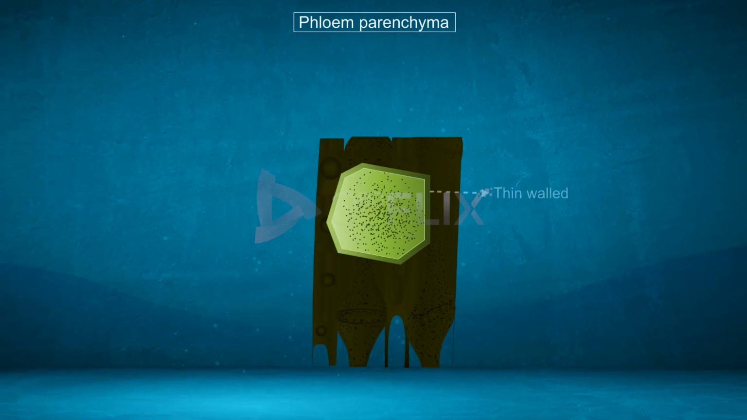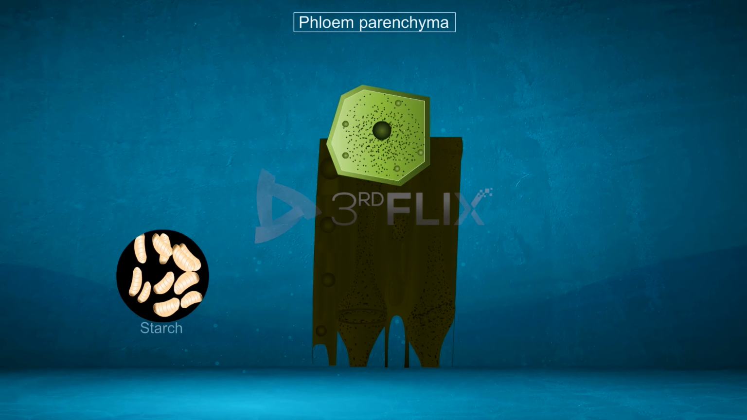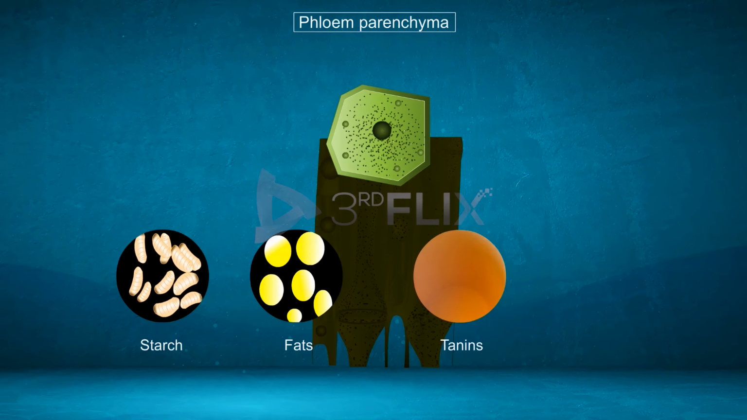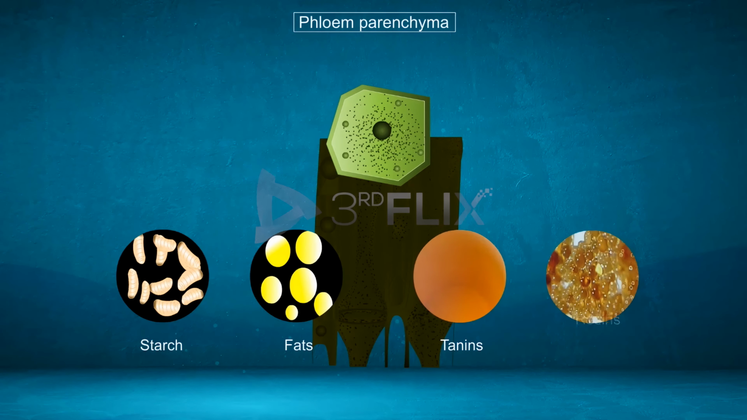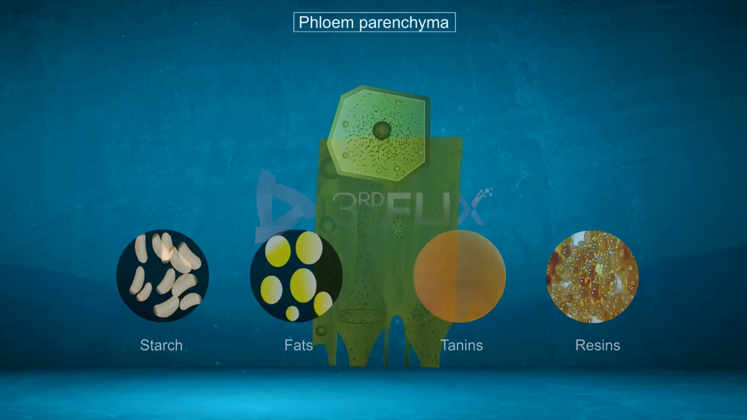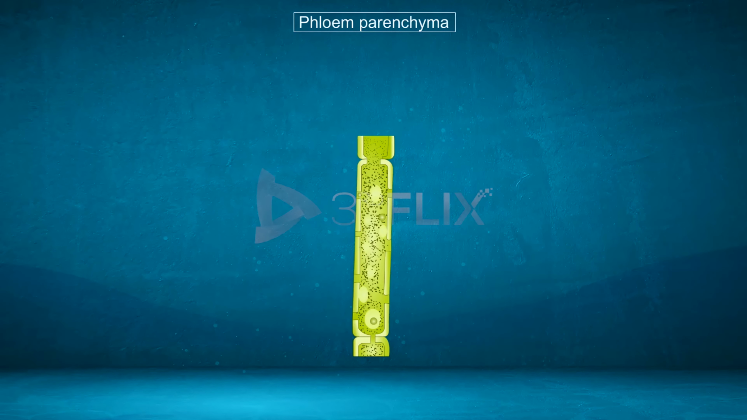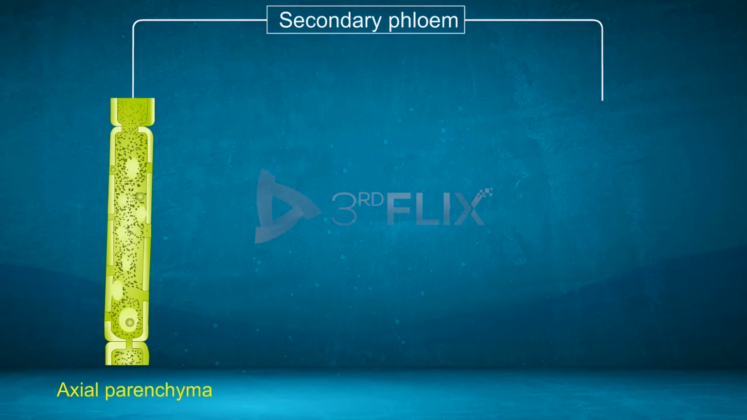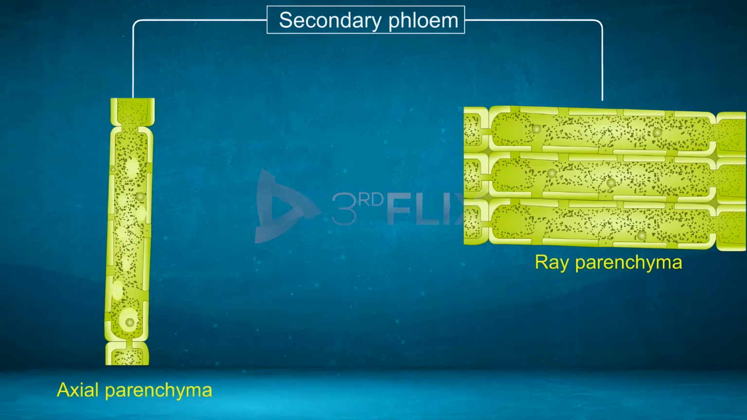Phloem parenchyma. These cells are thin-walled and consist of vacuolated protoplasts and a large nucleus. Its cytoplasm is rich in starch, fats, tannins, and resins. The primary phloem consists of only axial parenchyma, while the secondary phloem consists of both axial and ray parenchyma.